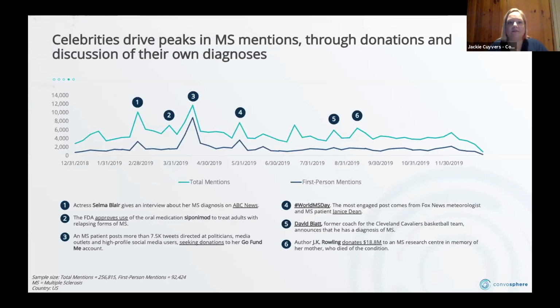When you look at the conversation in the data set, not just as a large data set, but how it's occurred over the course of the year, it's fairly typical that things like celebrity mentions, in this case, Selma Blair and David Blatt, who's a basketball player, drove peaks in conversation. But you can see that over the course of the year, there's an ongoing conversation that's happening with peaks driven by newsworthy events like celebrity diagnosis, World Awareness Days, and fundraising.